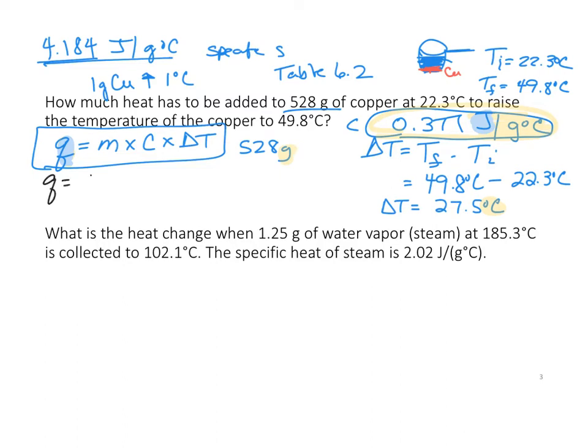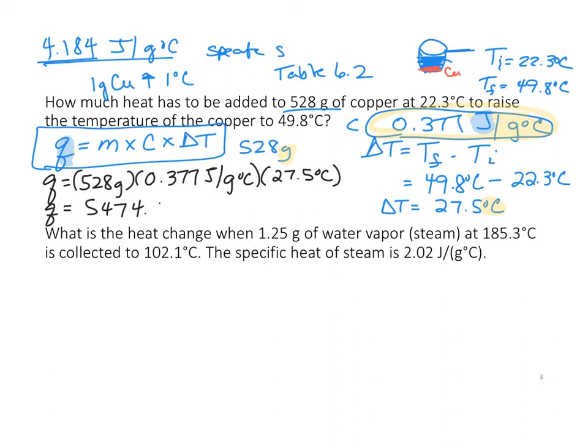Okay, so Q equals 528 grams times 0.377 joules per gram degree Celsius, times 27.5 degrees Celsius. You have to have all your units if you want full credit on problems that I grade. 528 times 0.377 times 27.5. And that's 5474.04. Notice that the grams cancel out, degrees Celsius cancel out, and you're left with joules. And so that is your answer.